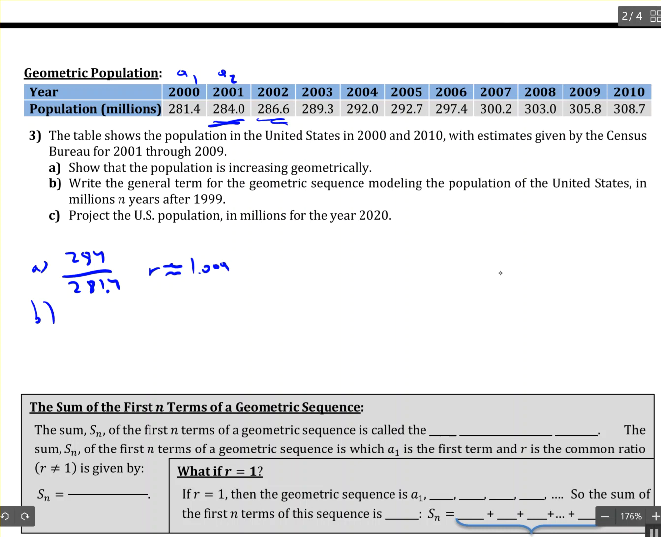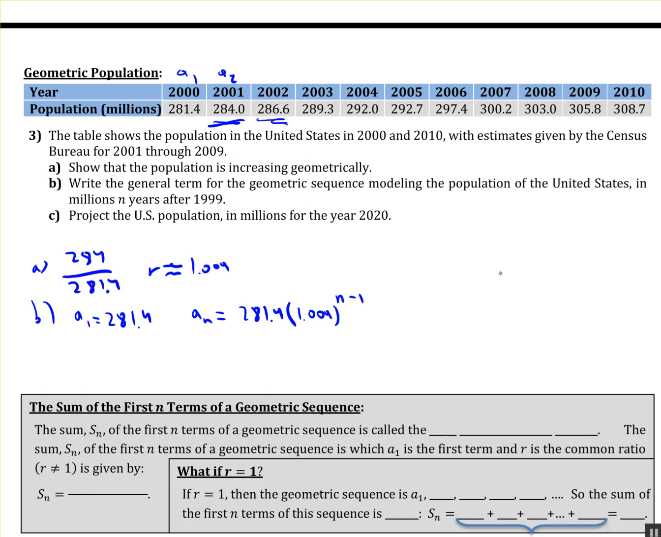Write the general term for the geometric sequence modeling the population of the United States in millions, n years after 1999. So again, we've got a1 is equal to 281.4. We got what r is. So an would equal 281.4 times 1.009 to the n minus 1.